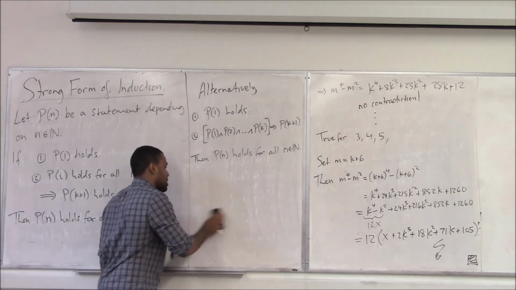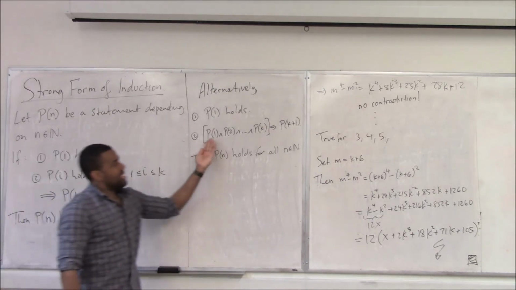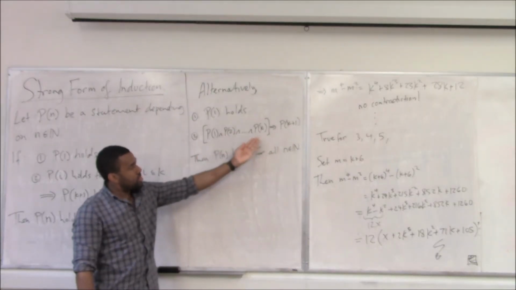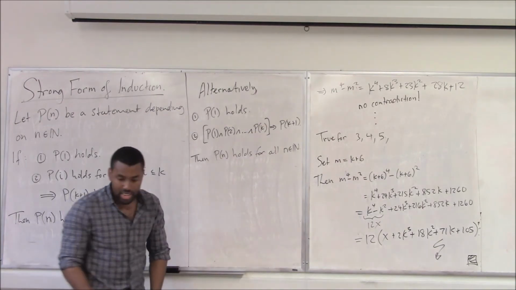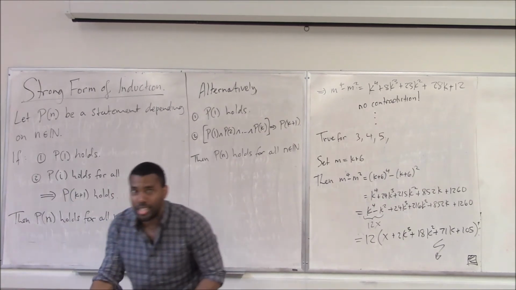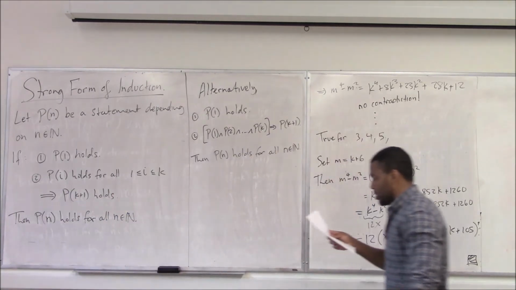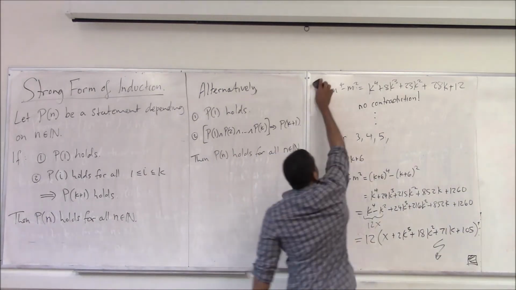But this is a different situation. This is a situation in which it forces you to prove several cases before you can make that jump. And I'll give you an example of a problem where you can see that it begs for this kind of treatment. So we're going to look at a recurrence relation.